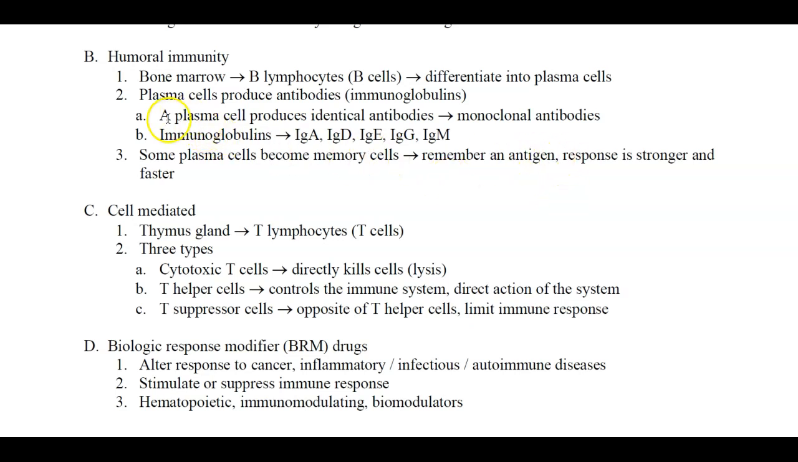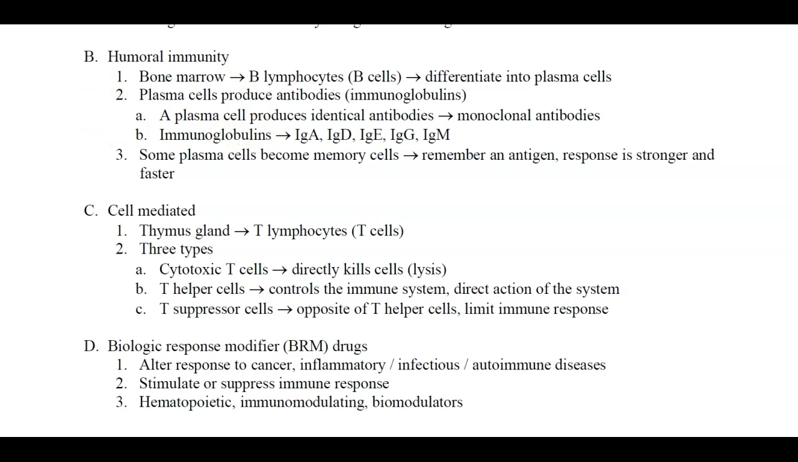Monoclonal antibodies is when a plasma cell produces identical antibodies. So there are 5 major types of naturally occurring immunoglobulins. We have IgA, IgD, IgE, IgG, and IgM. These immunoglobulins have different functions. Some things that you have to remember about these different immunoglobulins is that IgE is mainly elevated after an allergic reaction, and at times it's also elevated as a response to a parasitic infection.